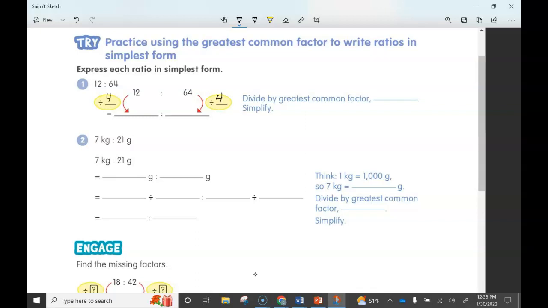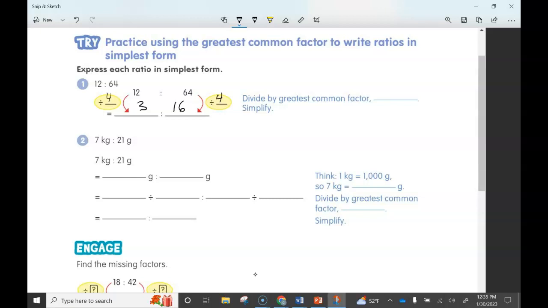So we take 12 divided by 4, that's going to give me 3. 64 divided by 4 is going to give me 16. So we have the ratio of 3 to 16, which would be equivalent to 12 to 64, but 3 to 16 is in simplest form.